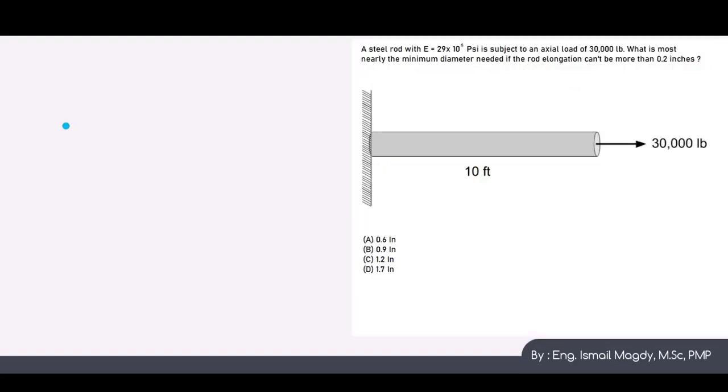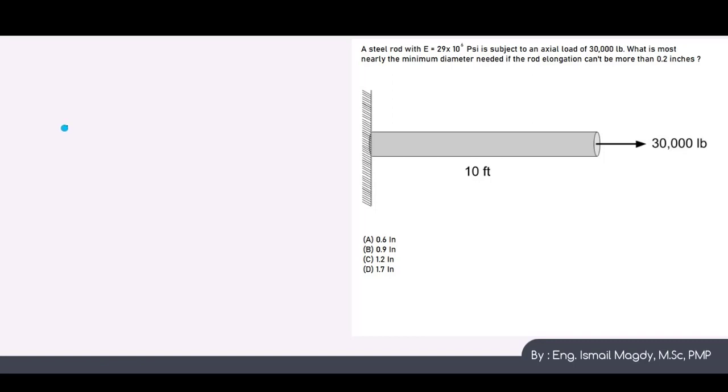Let's check another example. We have here a steel rod with E equals 29 multiplied by 10 power 6 psi, and it is subjected to a load of 30,000 pounds. We want to calculate the minimum rod diameter needed so the rod elongation cannot be more than 0.2 inches. So here we have a specific elongation we don't want to exceed, and we want to calculate the area of the rod.